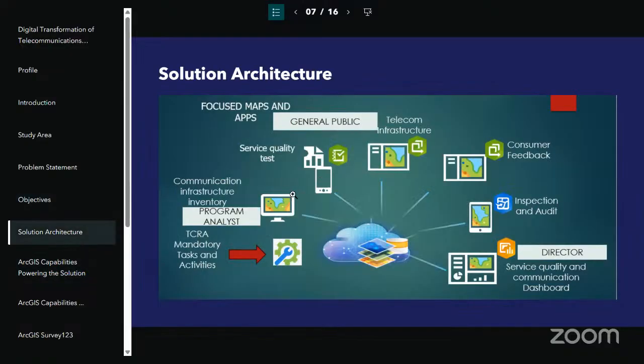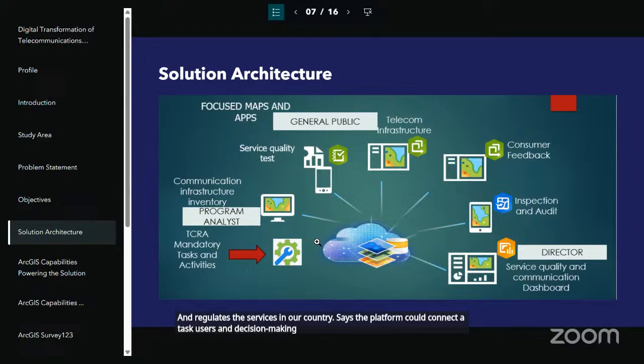Going through my solution architecture for this project, to achieve these objectives, as I've explained above, the project proposed a solution architecture which uses ArcGIS as the central platform to connect tasks of TCRA, which are to manage the communication services and regulate the services in our country. Thus, the platform could connect the users and decision-making processes in a seamless and geospatially-driven workflow.